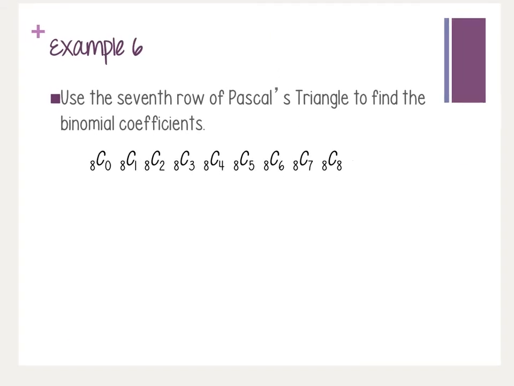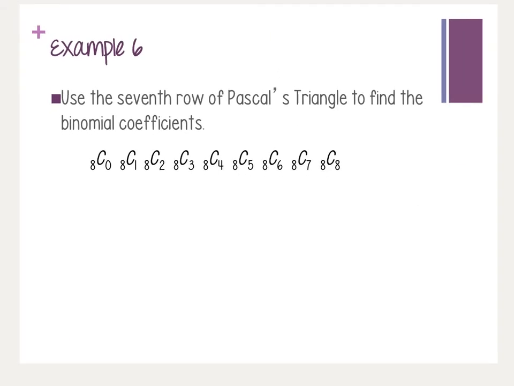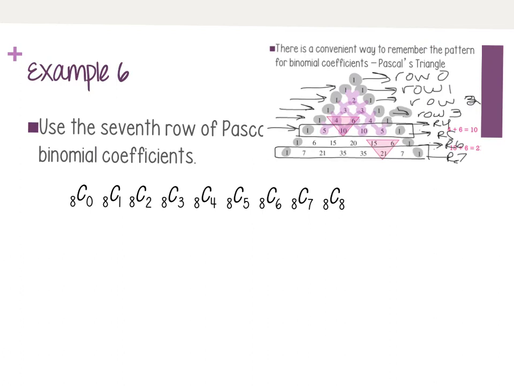This says use the 7th row of Pascal's triangle to find the binomial coefficients. All right, the 7th row is there. I want you to build the next row, because that's really where we need to go. It would be 1, then 7 plus 1 is 8, 7 plus 21 is 28, 21 plus 35 is 56, 35 plus 35 is 70, 35 plus 21 is 56. Remember, it's symmetric: 28, 8, and 1. So now this is the row.